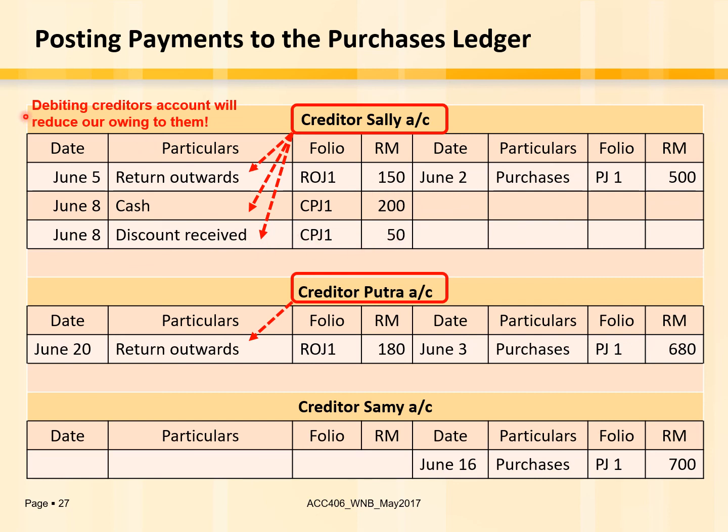Right? So, bila kita debit our creditor, kita akan reduce the amount owing to them. Sama juga dengan Putra. Tadi ada purchases 680, lepas tu ada return outwards. Ni adalah mengurangkan baki kita. Tapi tadi kita tak ada bayar pun kat Putra. Cuma ada return outwards je. Cuma Sally ni tadi kita dah bayar 200. Okay.